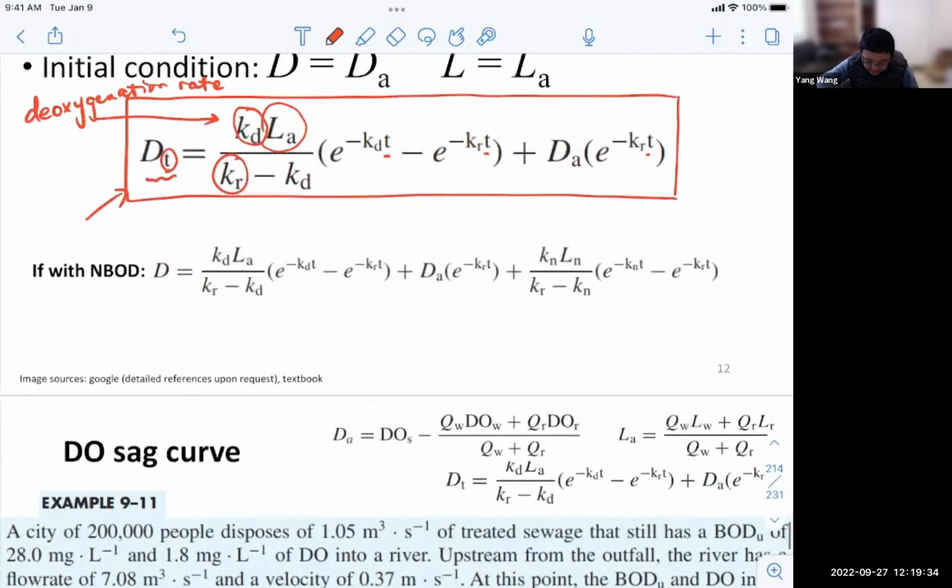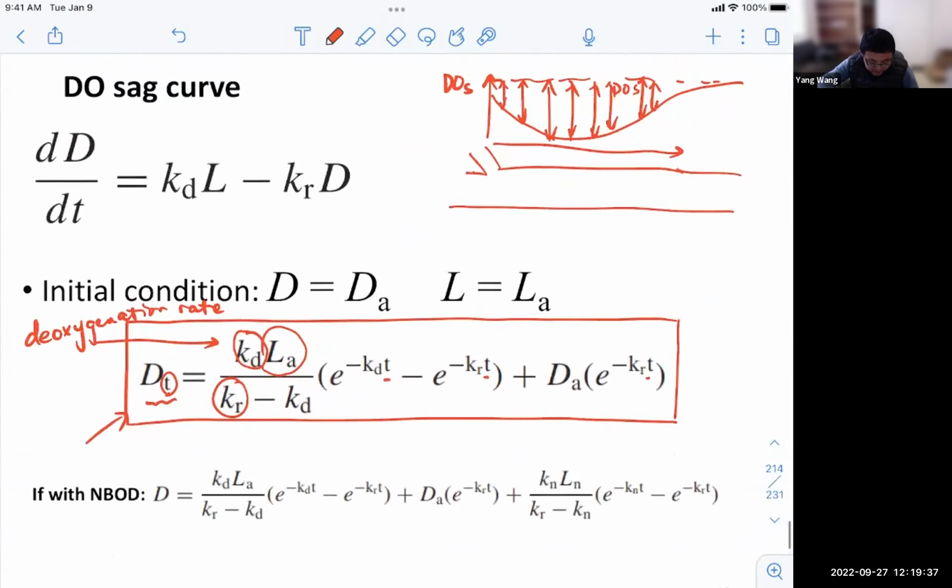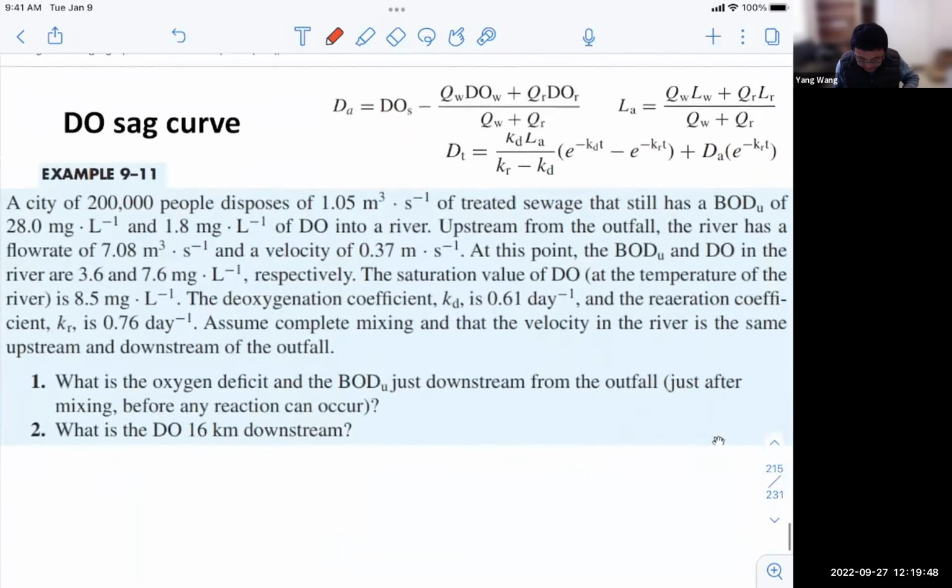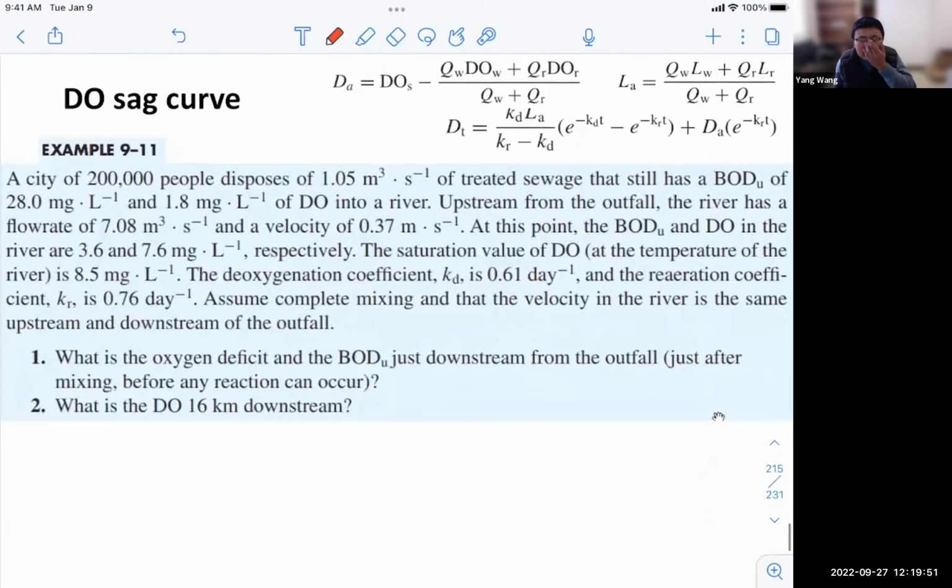So let's get back to this equation here. Basically, I would say with this equation, we can determine the impact of certain pollution sources, right? So how do we do that? Here I have an example problem, which is also an example problem in your textbook. It is trying to evaluate how a wastewater treatment plant is going to influence the water quality in a river. We can spend maybe 1 or 2 minutes to just look at this problem.